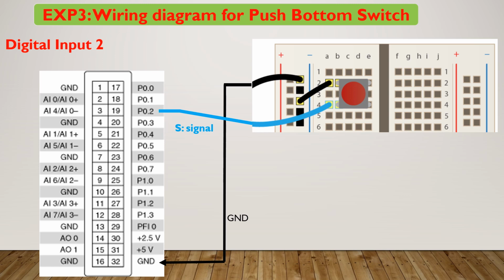And this is one approach to connect a push button switch to digital input number 2, or sometimes we can use another pin such as port 0.3. So one side is connected to the ground, and one side or signal of the switch we can connect to every pin or every terminal for digital input we want to have a connection.